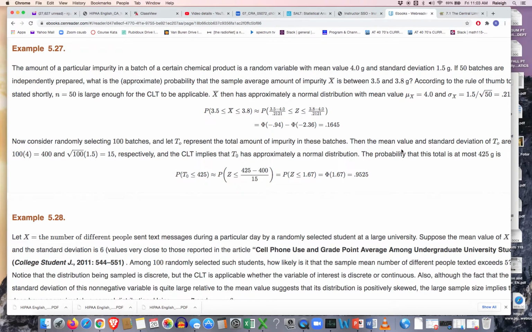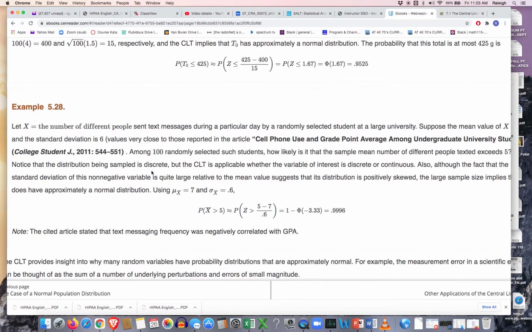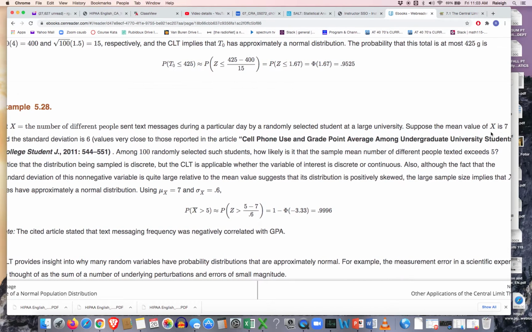When you have, say, less than 425, it says at most 425. That means less than or equal to, because 425 is the maximum it could be. So in this case, they don't do those adjustments in the same way. I'm not going to go in that direction. Don't worry about it. Just one more example here. X is the number of different people sending text messages during a particular day. Suppose the mean value of X is 7.